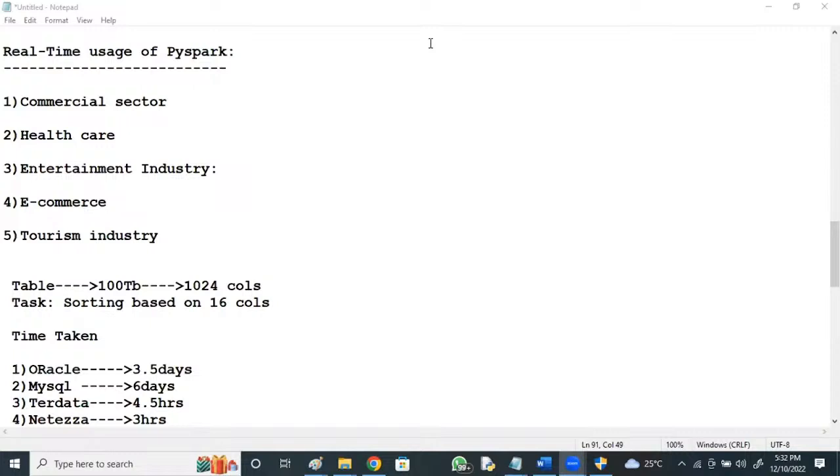For the first 2 weeks, we'll be discussing more on environments, installations, modes, and RDDs, those things. How they are computed, how they are created. Yes. Fine.